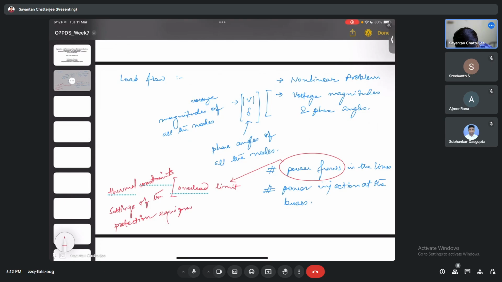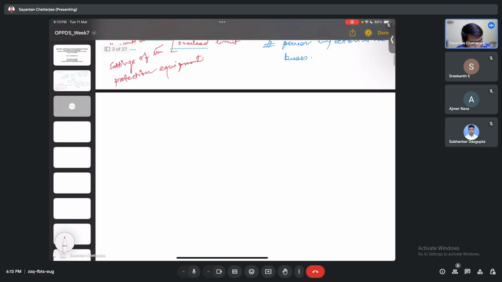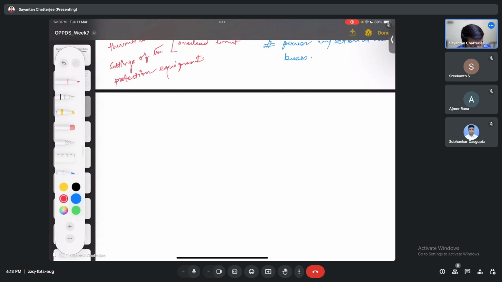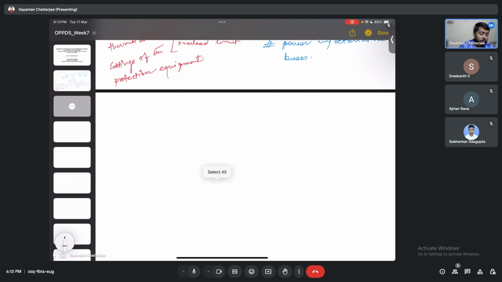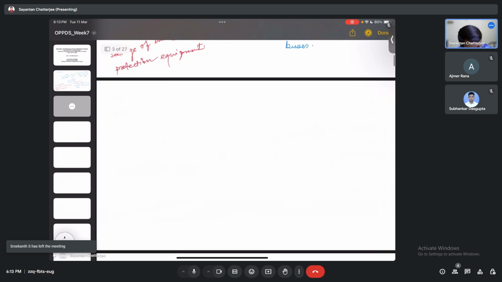So this is mostly the understanding of load flow. Now, one question is, we have already learned that load flow is mostly related to how the system would be operating. It's kind of a planning study.